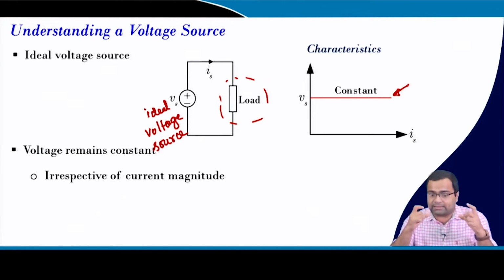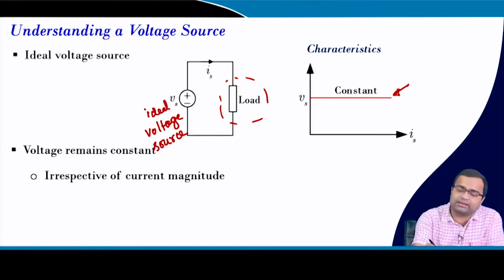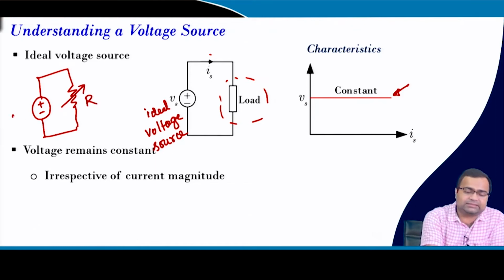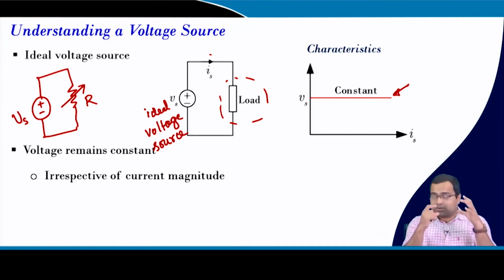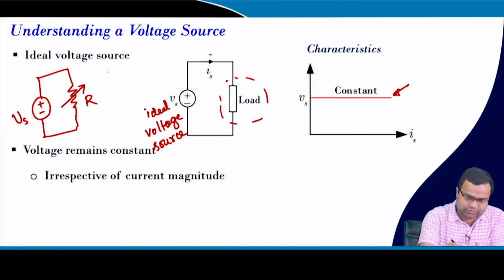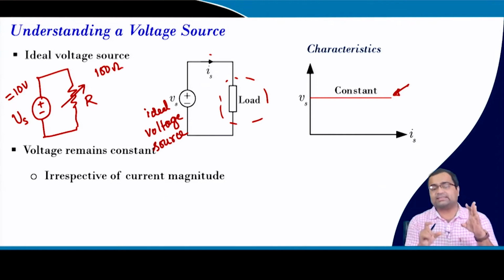That means there are two ways of looking into this problem. One way: suppose we take a resistive load, a variable resistance connected to a source. Let us say we start with a voltage source of 10 volt and a resistance of, let us say, 100 ohm. Now, we slowly decrease the resistance value.